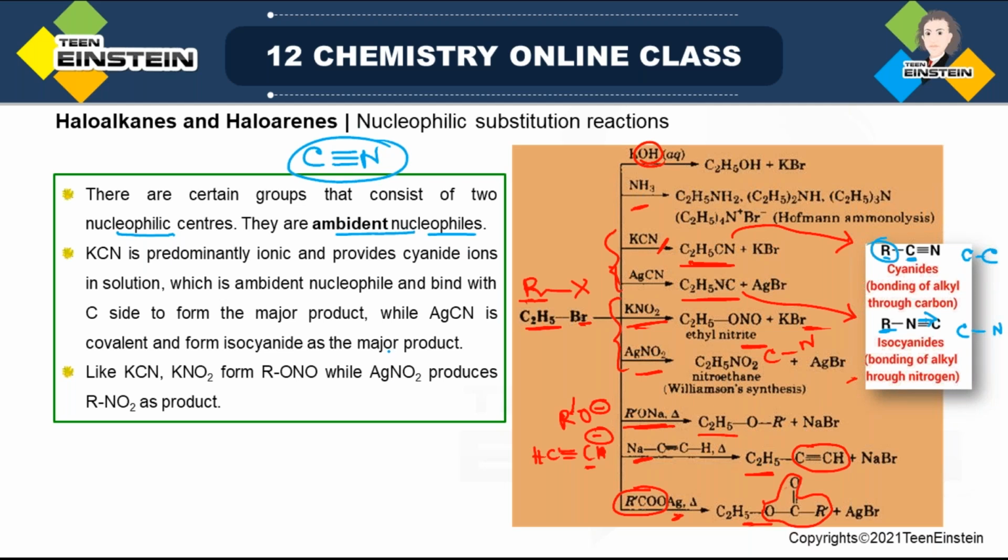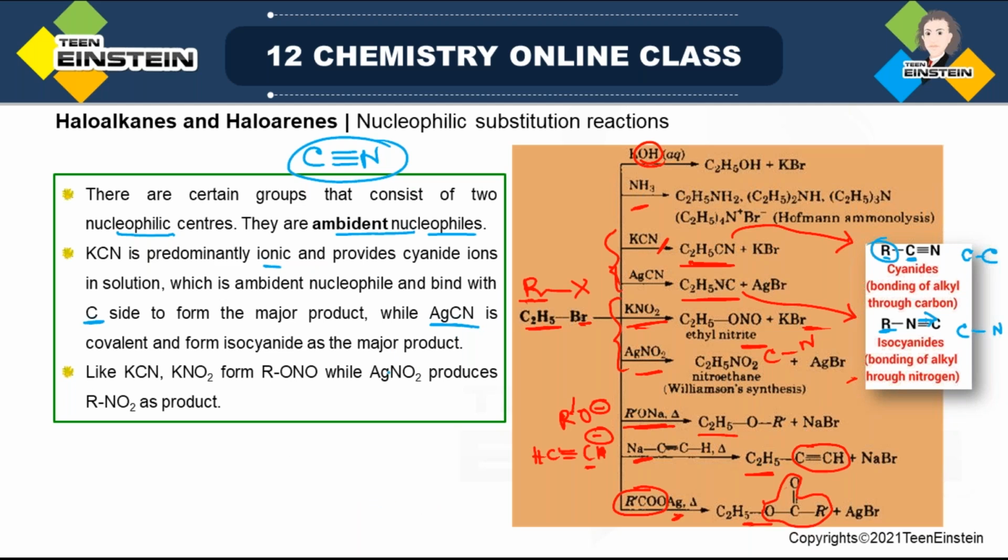When the source is KCN, potassium cyanide, it is basically an ionic molecule and it provides cyanide ion in solution, which is an ambidentate nucleophile, and it binds through the carbon site to form the major product. But if the CN source is silver cyanide, then it is covalent in nature and it forms isocyanide as the major product. We are not going into the details, just remember that because of the difference in their nature, KCN is ionic and AgCN is covalent, so you get different types of compounds.